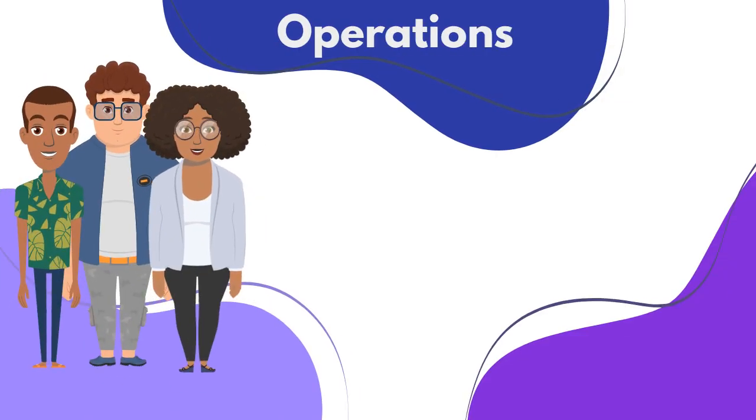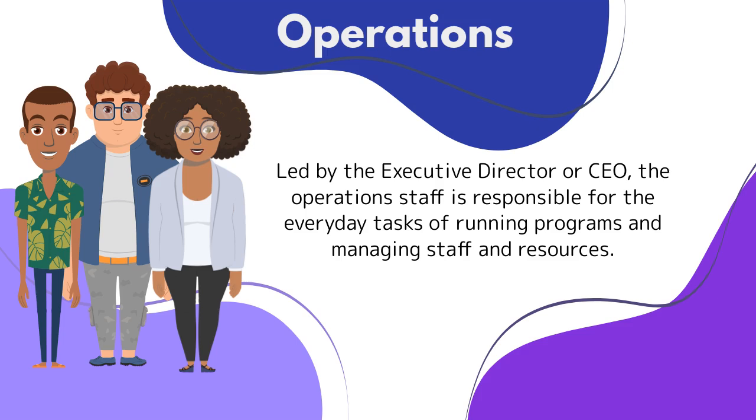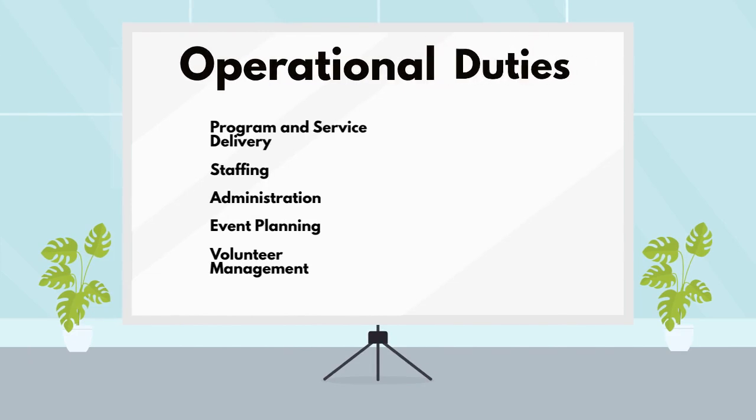While you're busy governing, the staff will be focusing on the day-to-day operations of the organization. Led by the executive director, or CEO, the operations staff is responsible for the everyday tasks of running programs and managing staff and resources. Their focus consists of program and service delivery, staffing, administration, event planning, volunteer management. What are some duties that fall under these categories?